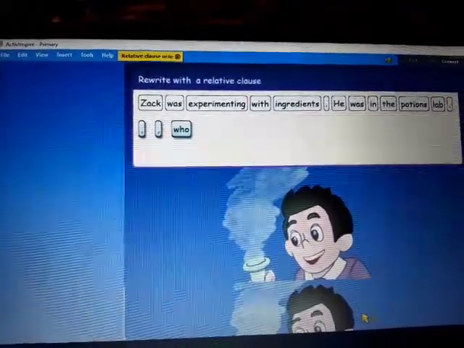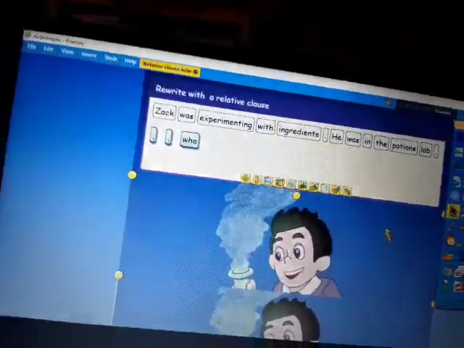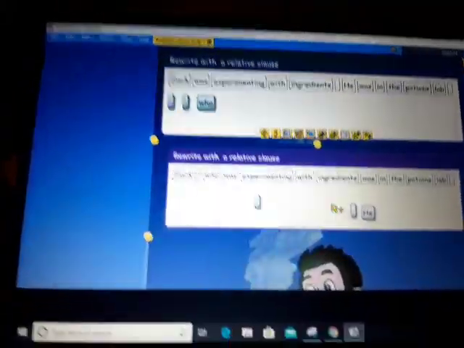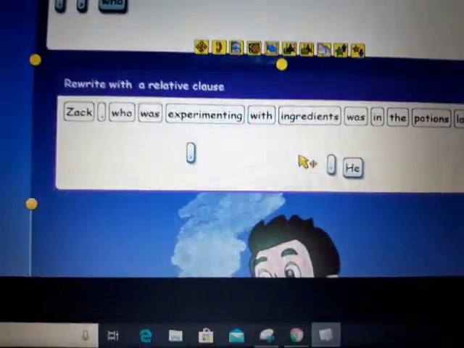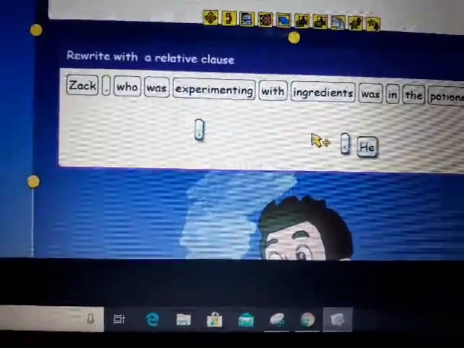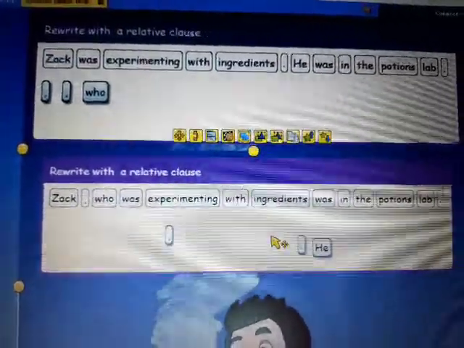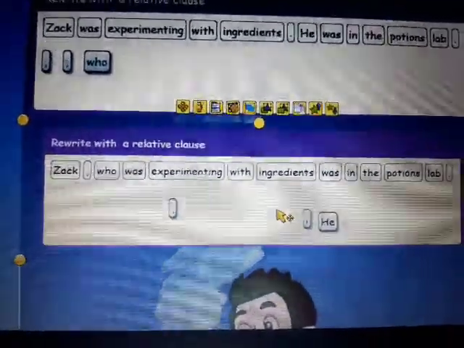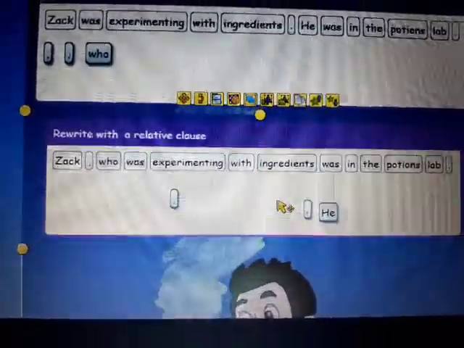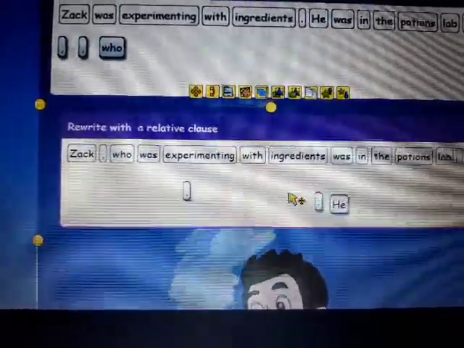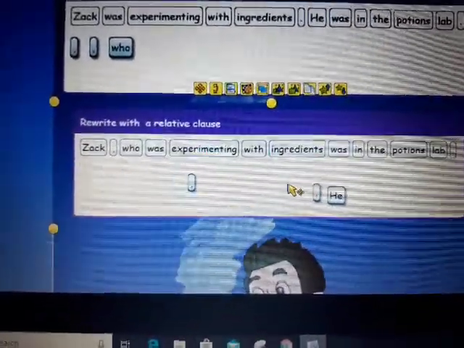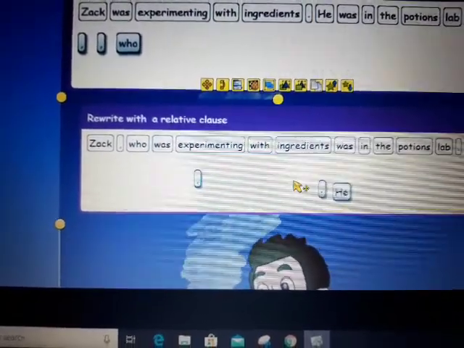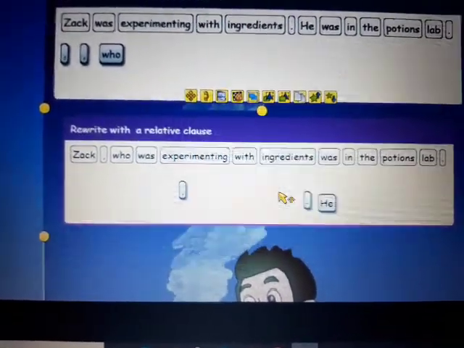Okay, so if I have a look at this one now, just a second while I try to fiddle with this. Bring it to the front. All right, so this now is not quite finished, but you can actually see where I've changed it slightly. You can compare the two of them. You can see where I've moved Zach, comma, who was experimenting with ingredients, was in the potions lab. I've removed the he, but I still have a comma to put in to finish it off. I hope that helps.